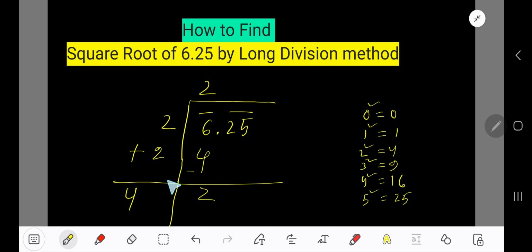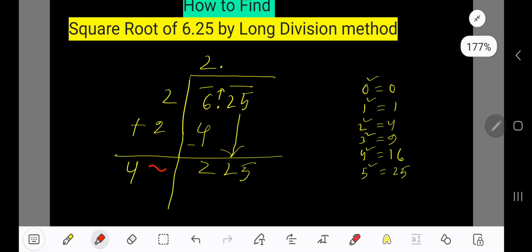To continue this process, bring down the next pair. Before this pair there is a decimal. The decimal must come to the quotient directly. Now here you have to consider a digit. The same digit will come here, and you need to multiply. If you take, look, 5, the same digit will come here.